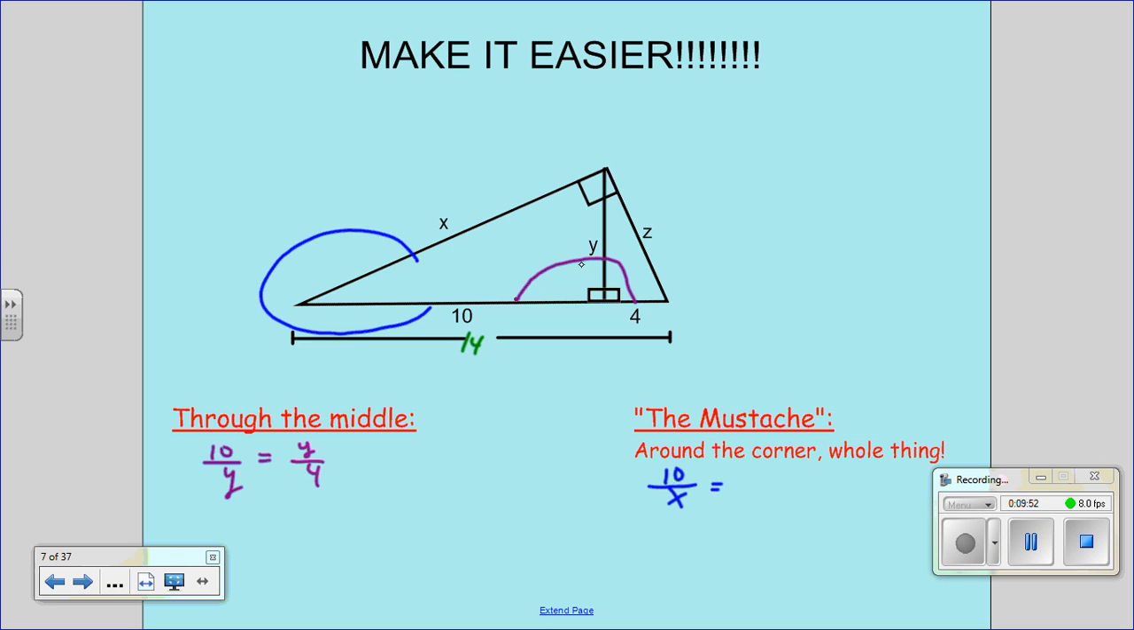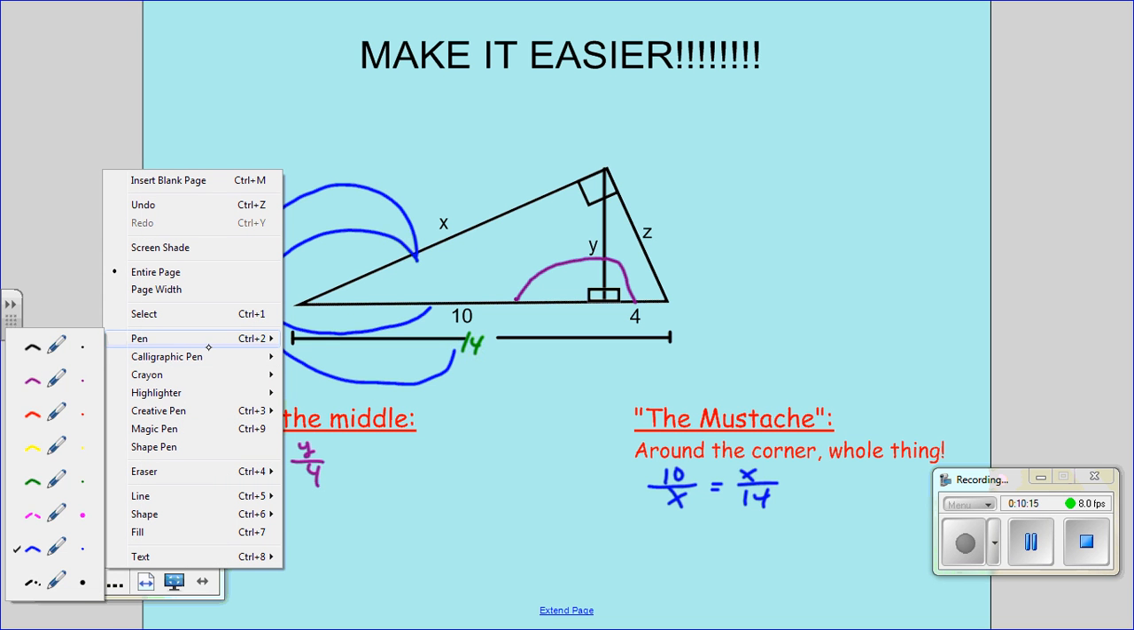And I set it equal to, starting at x, come back around to the total side. So x to 14. Notice I didn't come back to the part. I came back to the total. So you might be asking, why is it called a mustache? Because I'm not quite done yet.